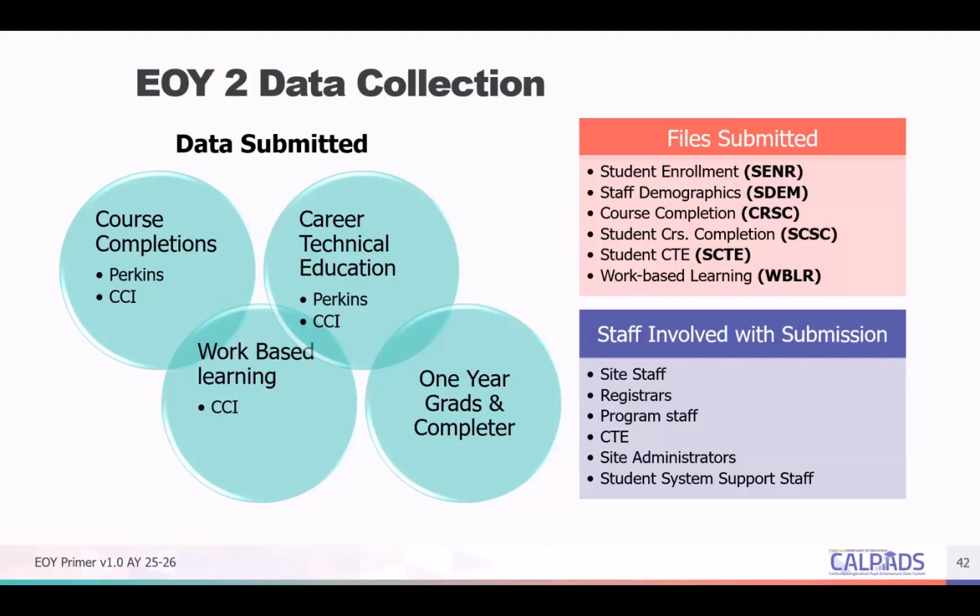Okay, let's review the staff involved with the submission. Of course, site staff is essential for this. You have your program staff that will identify your SCT completers, your registrars, site administrators, identifying those students that were engaged in work-based learning activities, verifying the academic achievement of your students submitted in the student course section completion file. And then you have student support staff. You may have human resources or demographics. So end of year two requires a collaborative effort. If you haven't learned yet, CalPADS submission and certification is never a one-person job.